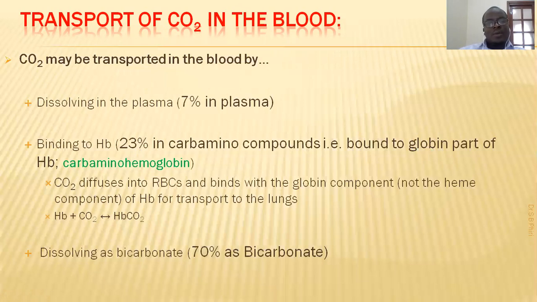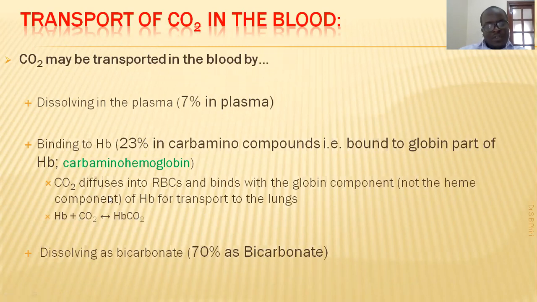So this carbaminohemoglobin will be transported to the lung. Then it will release the carbon dioxide to the lungs for gaseous exchange. So you can see the reaction down here that the hemoglobin is reacting with carbon dioxide, giving you your carbaminohemoglobin. So this is a 23% and the 7%. If you add 23 plus 7, it will give you 30%. So it means, what about the other 70%?